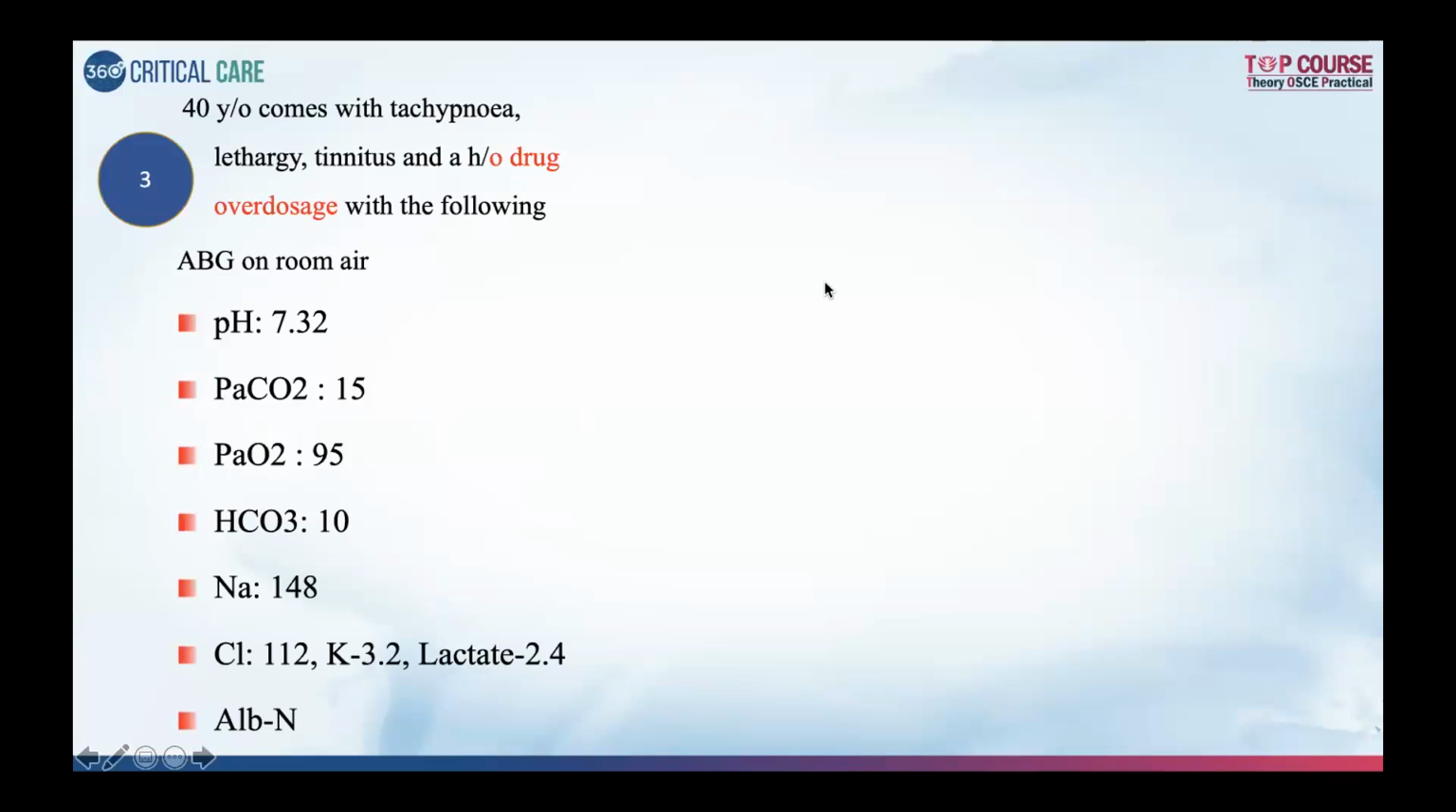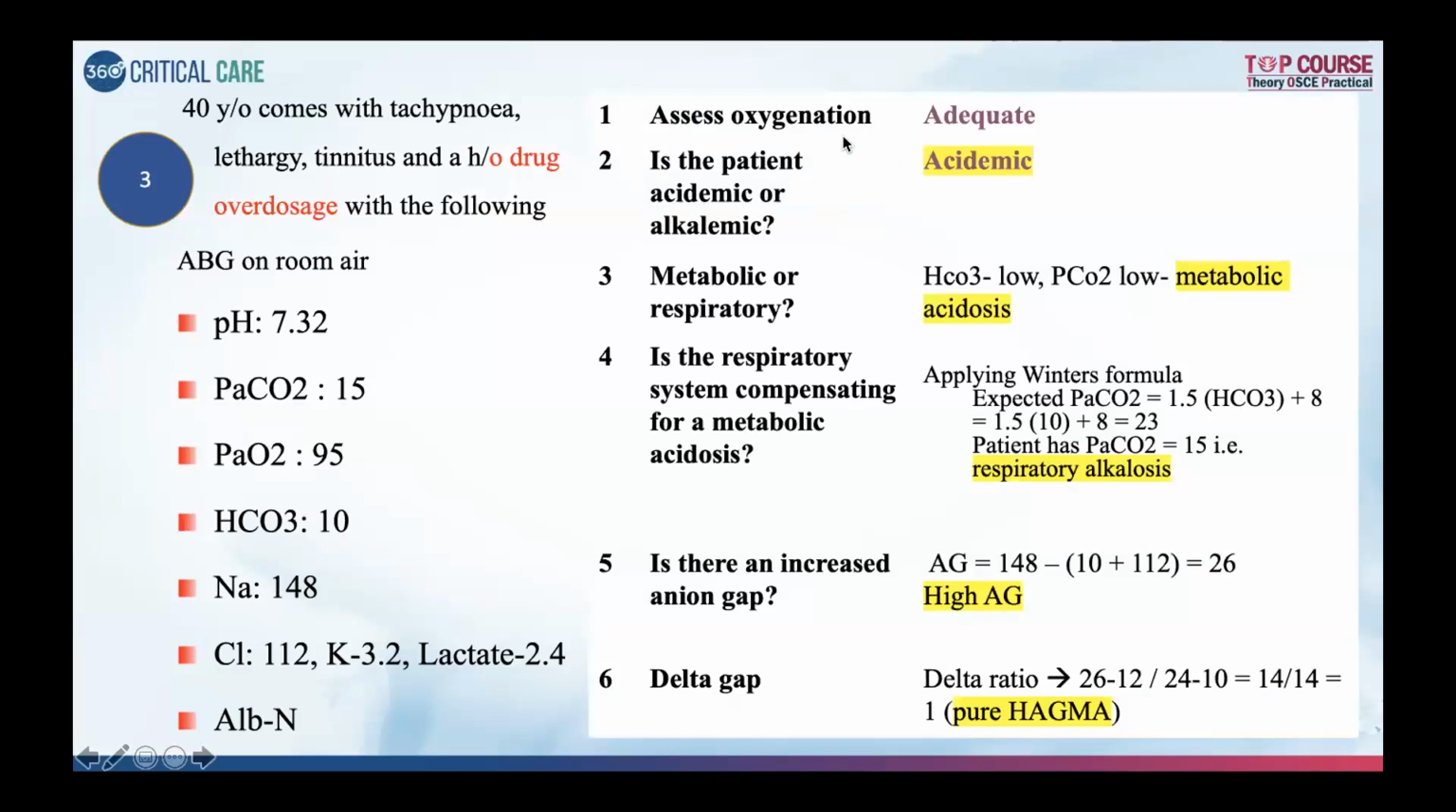Next ABG: a 40-year-old comes with tachypnea, lethargy, tinnitus, history of drug overdose, pH 7.32, PCO2 15, PaO2 90, bicarbonate 10. And then these are your electrolytes, and albumin is normal. Oxygenation seems to be adequate. Patient is on room air, PaO2 is 94. And then the patient is acidemic. So pH is low, bicarb is low. So this is a metabolic acidosis.